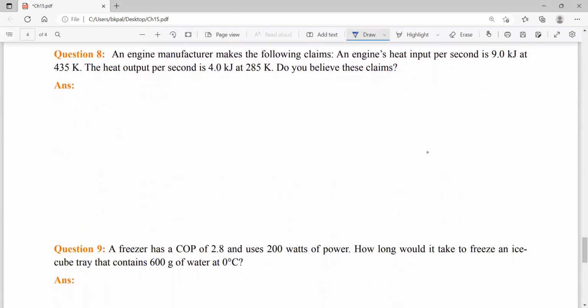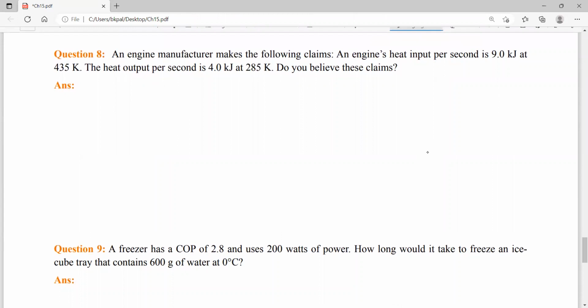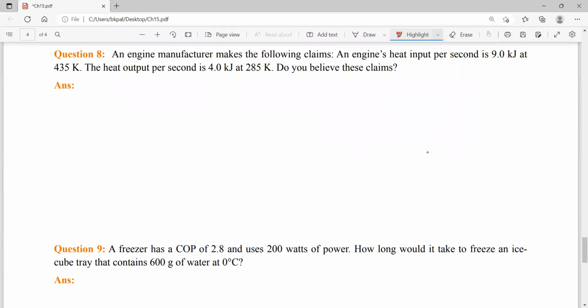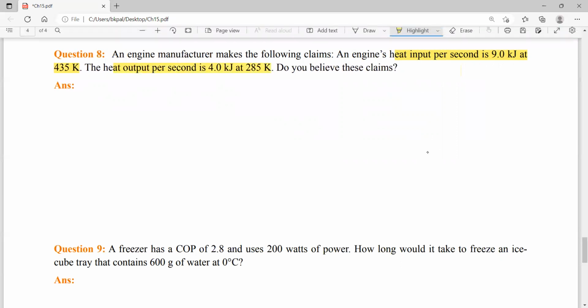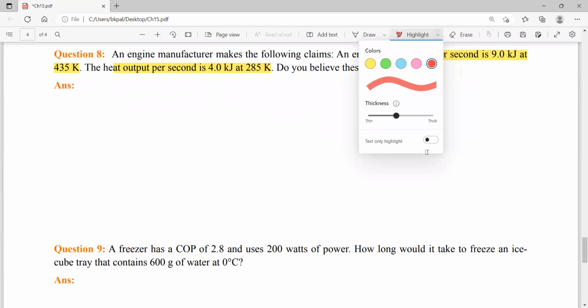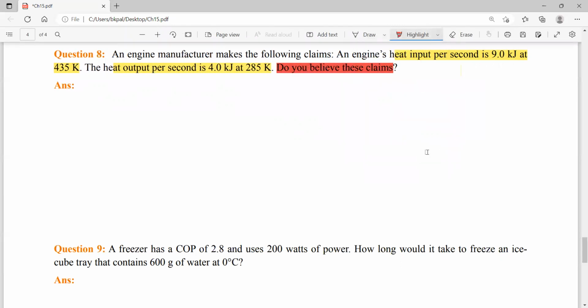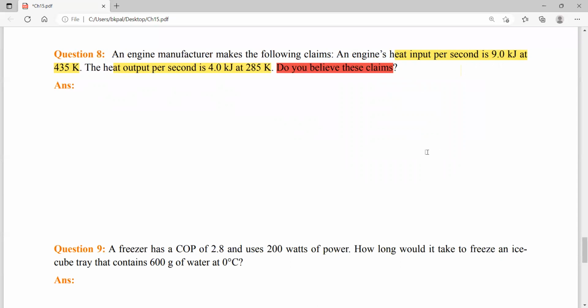Okay, number 8. A manufacturer claims that the heat input per second is this at 430 K, and the output is this at this K. Now the question is whether we believe this person's claim or not. What it asks us to find is the efficiency and the ideal efficiency.